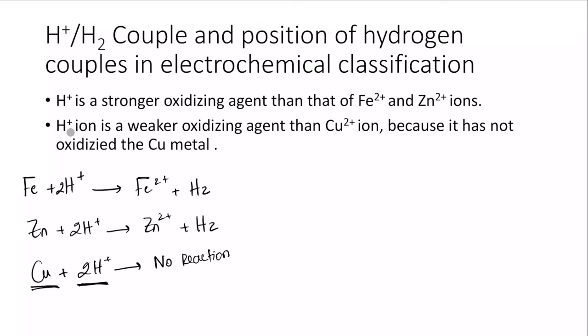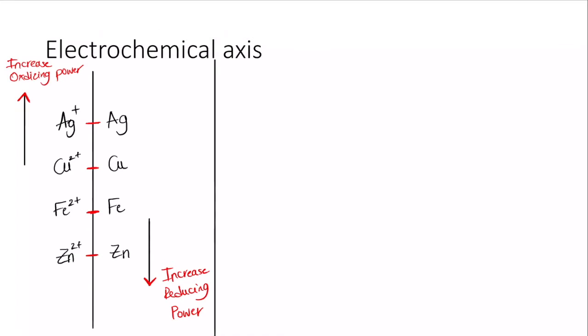Whereas the hydrogen ion H+ is a weaker oxidizing agent than the Cu2+ ion, because it has not oxidized Cu. It didn't oxidize Cu. We don't have a reaction here. If you have any misconception concerning this, I advise you to go to the previous video where we talked about the electrochemical classification. Okay?